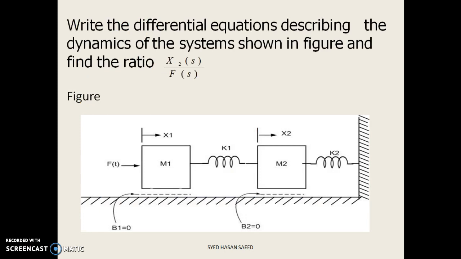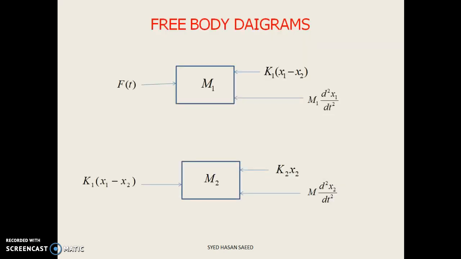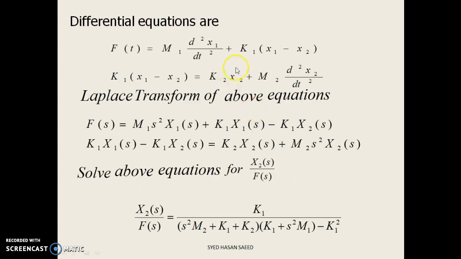This is another example, a horizontal one. Here the two masses M1 and M2 are connected with the help of two springs K1 and K2. X1 and X2 are the displacements. Again we draw the free body diagram. Here the force f(t) exists on the mass M1, so the two forces are as shown in the figure. According to Newton's law, a force m1 d2x1 upon dt square will act opposite to the force f(t).